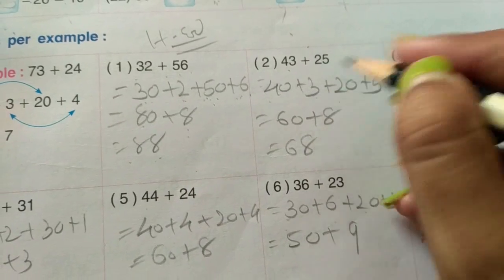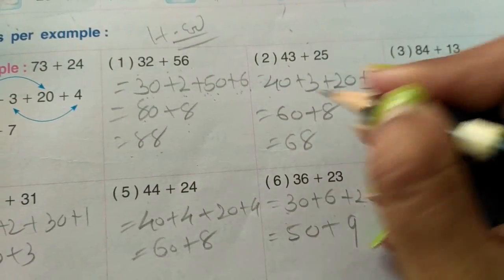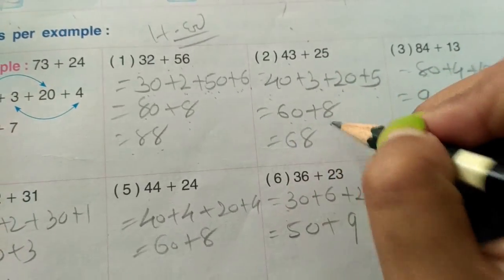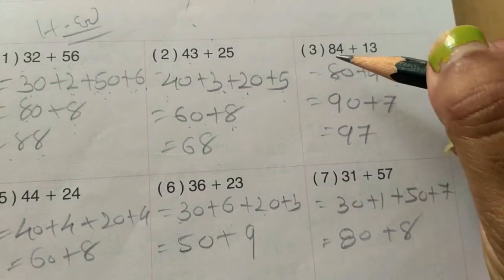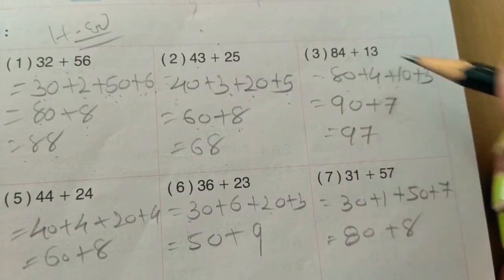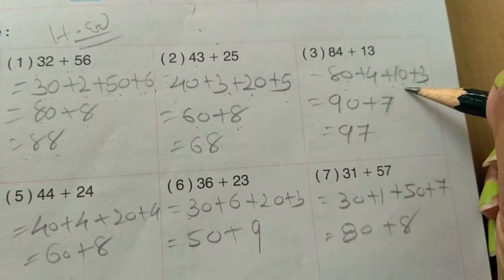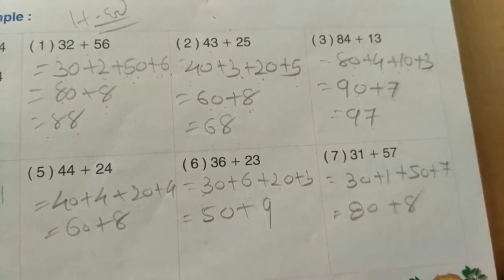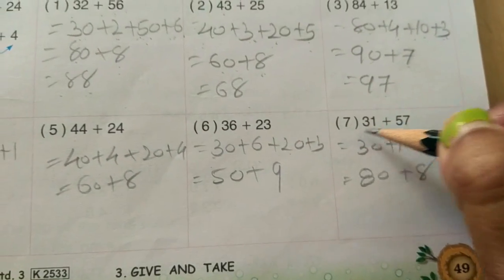40 plus 30, 20 plus 5. And 40, 20, 60. 5 plus 3, 8. 60 plus 8, 68. 80 plus 4 and 10 plus 3. So 80 plus 10 is 90 and 4 plus 3 is 7. So 90 plus 7 is 97.